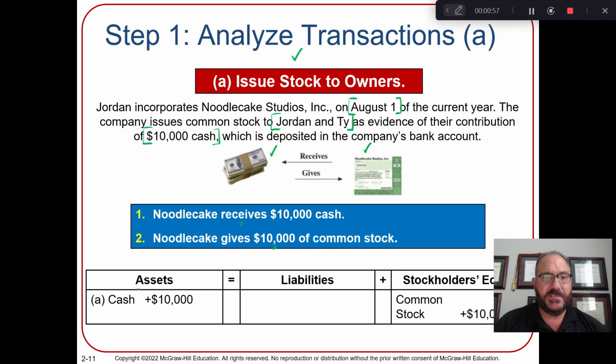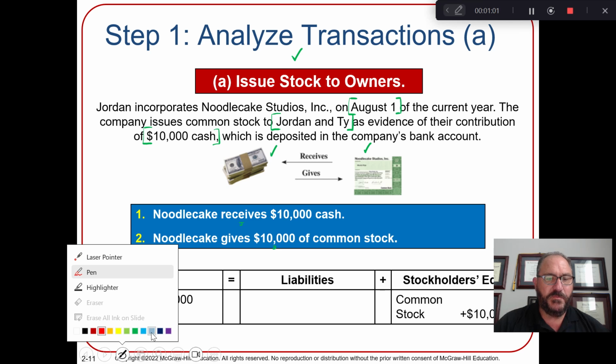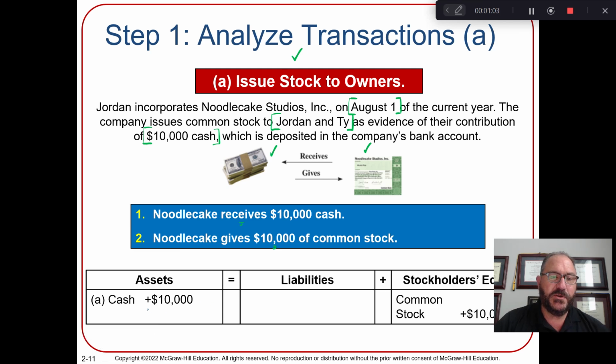Their assets, this is from Noodle Cake's point of view, okay? Their assets increased by $10,000 and their common stock increased, so they sold stock. So what happened was the cash is increasing, right? And the common stock is increasing because these two, Jordan and Ty, invested, okay?